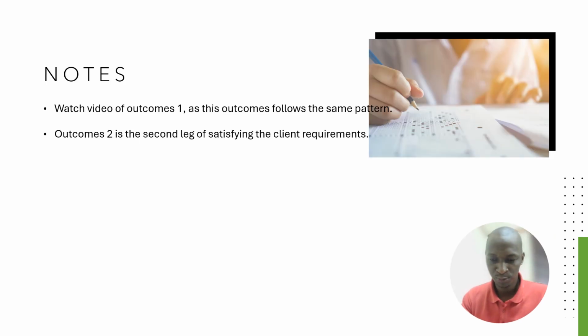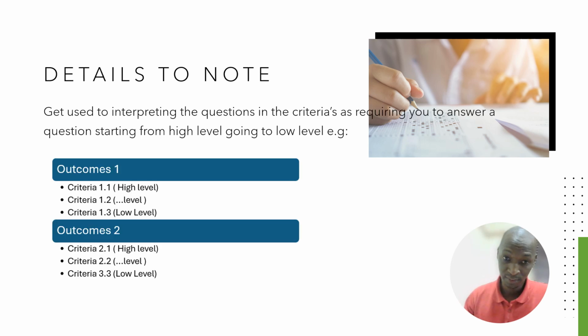The notes that I want you to take: number 1, please go and watch the video of outcomes 1, because that video follows the same pattern as this outcomes number 2. Number 2, outcome 2 is the second leg of satisfying the client requirements. Yes, everything we're doing, we're trying to make sure that we are able to satisfy the requirements of our client.